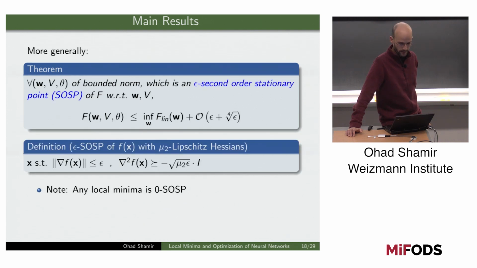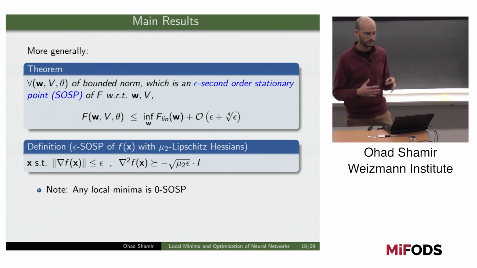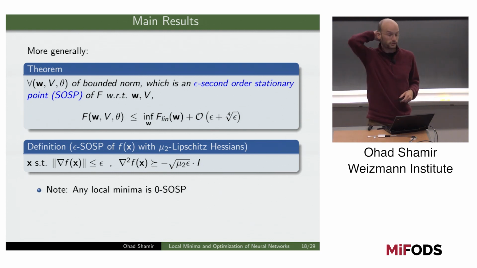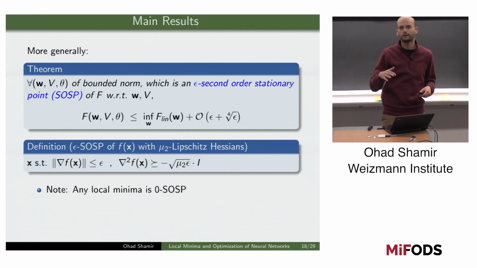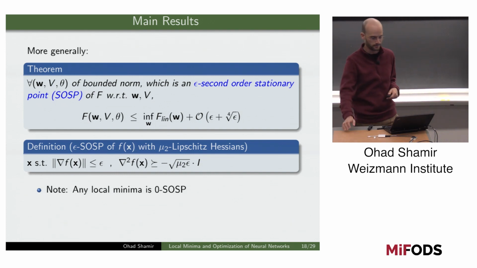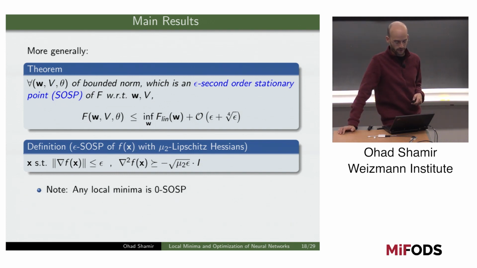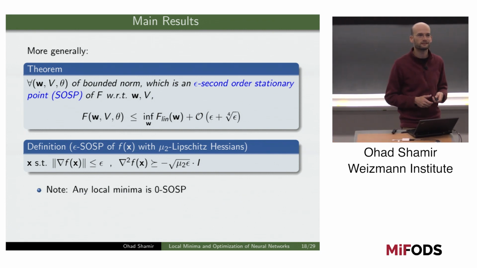So in fact, we can give a more quantitative version of this. If you take any point of bounded norm, which is an epsilon second-order stationary point, that is any point where the gradient is close enough to 0 and the Hessian is close enough to being positive semi-definite, then the value is at most the best possible you can obtain with a linear predictor, plus something that scales with this epsilon. And of course, any local minimum is an epsilon second-order stationary point with epsilon equal to 0. That's how we get the previous result.